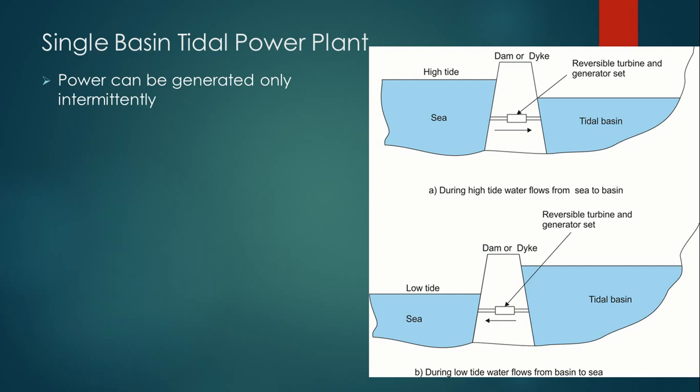In this power plant, the power generation is periodic, or intermittent. Power generation is during the high tide or during the low tide. A single basin tidal power plant consists of a basin which is separated from the sea by a wall called dam or deck. Here we can see that this one is the basin, this is the sea. These two are separated by this wall called dam or deck.